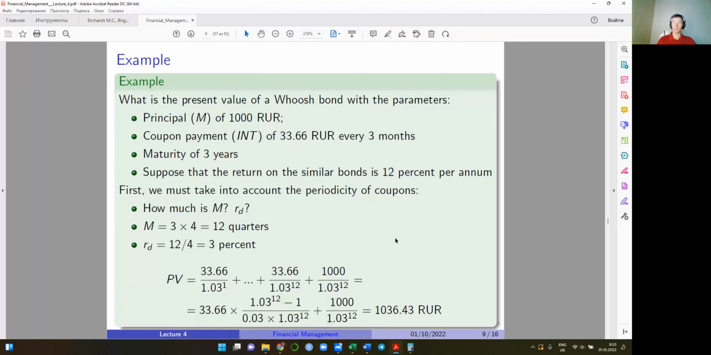Of course, if the market price of this bond is 1000, as we have seen from the Moscow exchange page, my return is going to be larger than 12%.